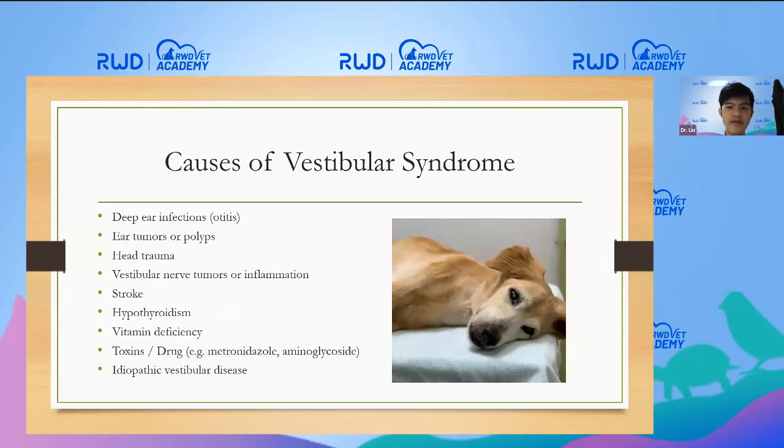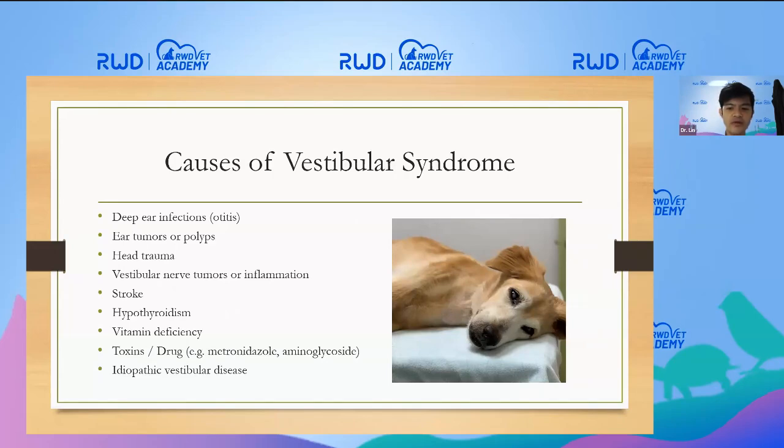Vestibular syndrome in dogs and cats can be caused by a disease affecting any part of the system, including sensors within the ear, the nerve connecting the ear and the brain, or the control center in the brain. Conditions affecting the ear include deep ear infections, ear tumors, or polyps. Damage to the skull, such as caused by a road traffic accident or a bad fall. Diseases affecting the vestibular nerve, including nerve tumors and nerve inflammation.